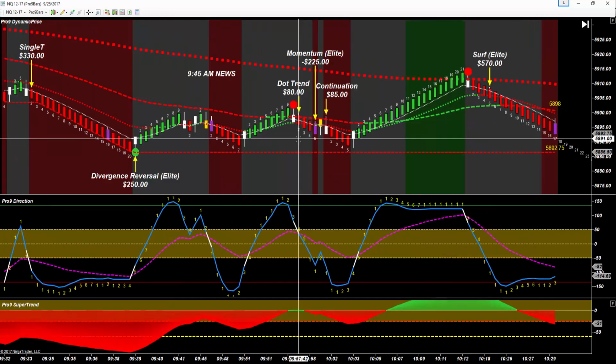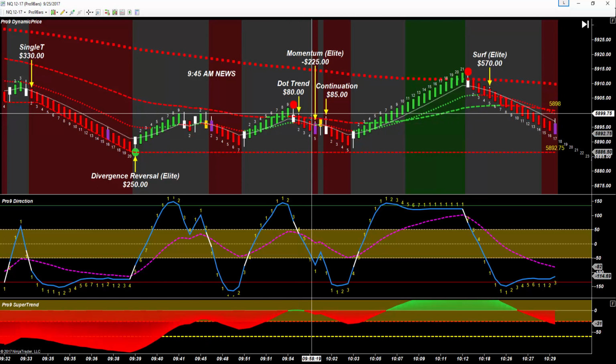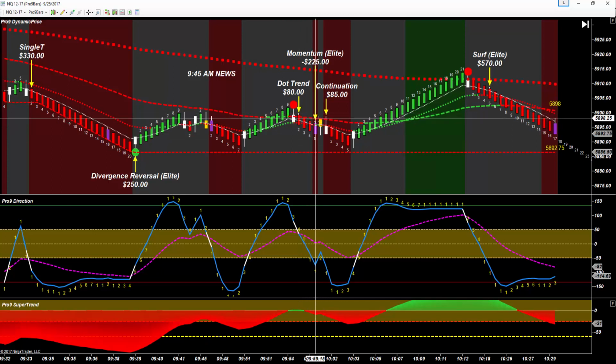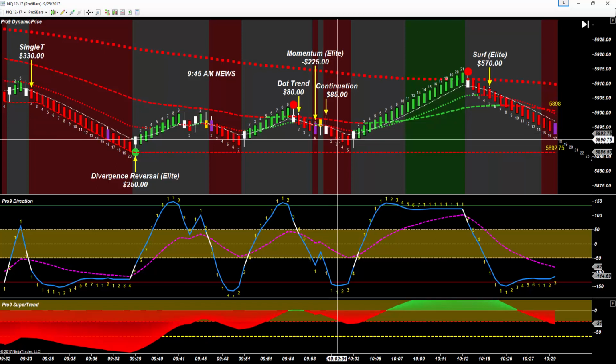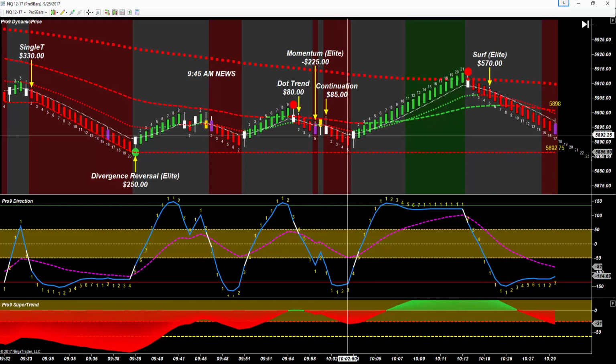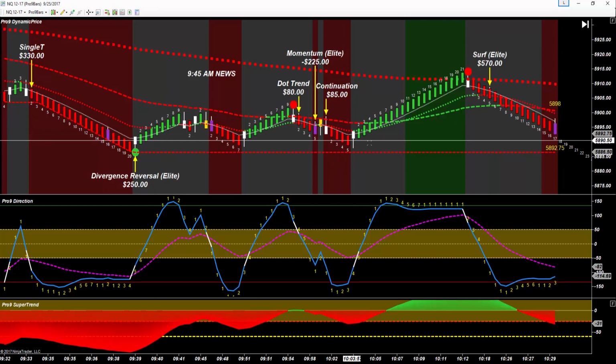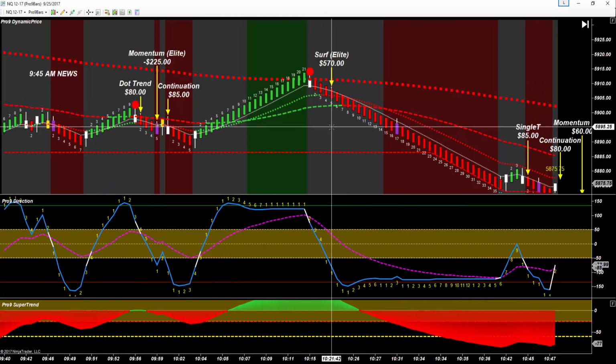Our next trade is a dot trend short. This one just hits profit target with the runner getting stopped out at break even, followed by a momentum short, and this one unfortunately goes against us. Then we have a continuation. This one hits profit target with the runner grabbing an extra tick by trailing at the high of bar 5 after it closes. Then we have a surf short at 10:21.